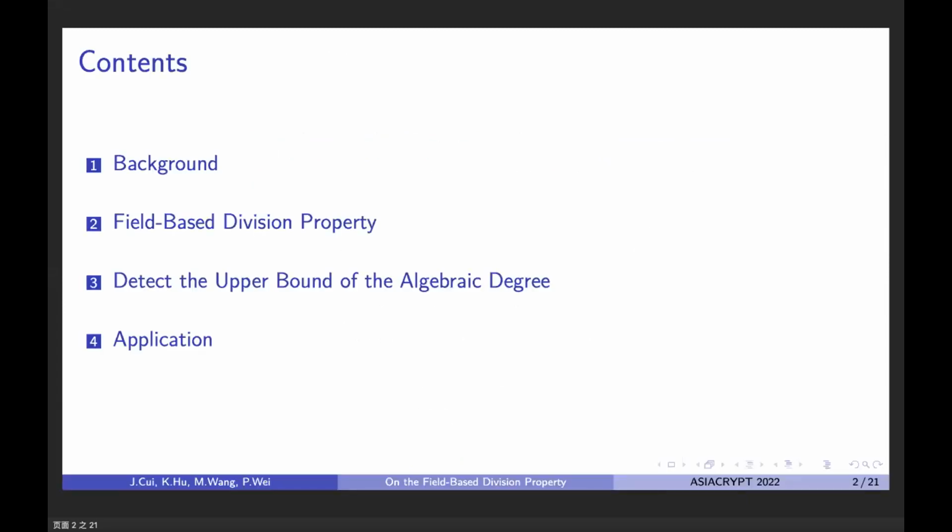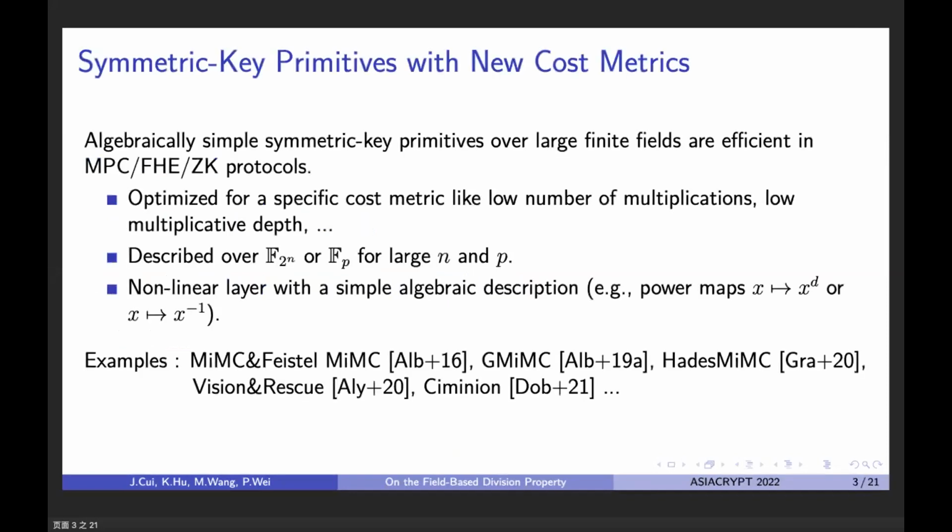So this presentation consists of 4 parts, and I will first give some background knowledge about algebraically simple symmetric key primitives. The main topic is the symmetric key primitives that are efficient in several applications like multi-party computation, fully homomorphic encryption, and zero-knowledge proof. Instead of optimizing for speed or memory consumption, we need to reconsider which operations are costly and which cost almost nothing in this case.